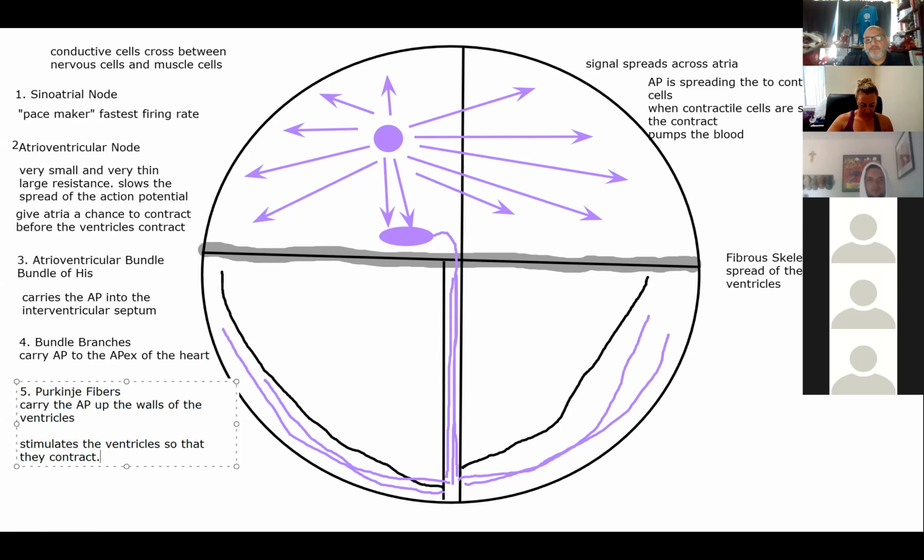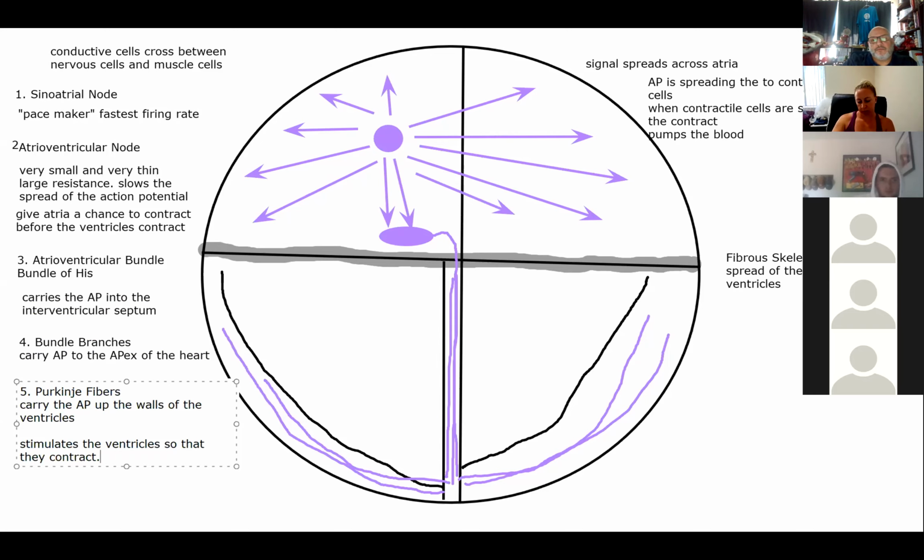Okay. So the AV node just kind of passes it on? Yes. And again, slows it down. The real key to the AV node is that it slows it down. It's that toll booth that slows everything down so that we can get a complete contraction of the atria before we get a contraction of the ventricle.